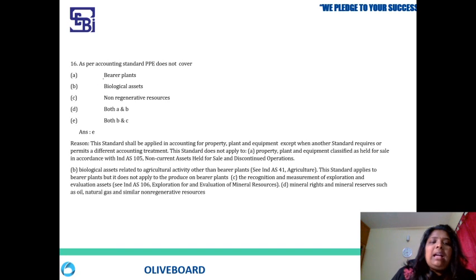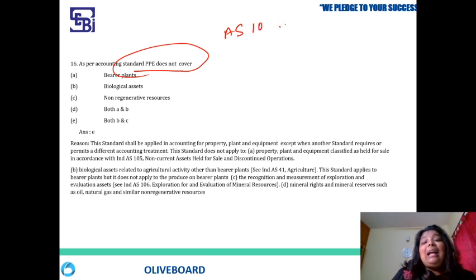Next one. As per accounting standard, PPE does not cover. PPE means AS 10, plant, property and equipment. Remember, guys, each standard, you take any standard, there will be two sections. One is applicability and the second one is non-applicability.